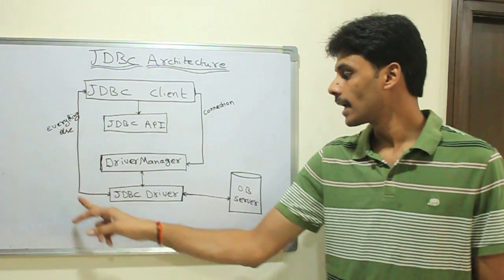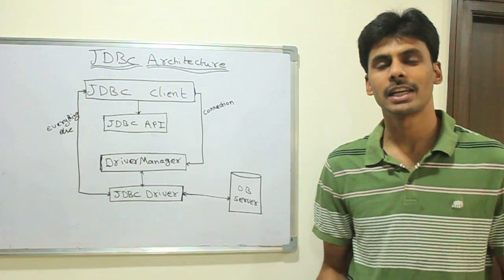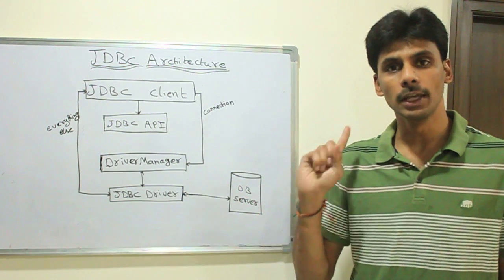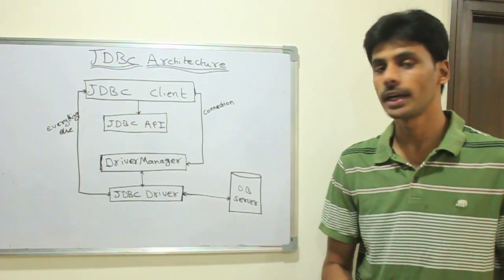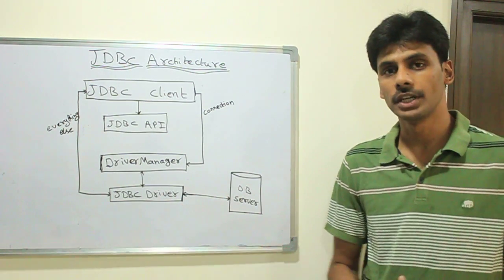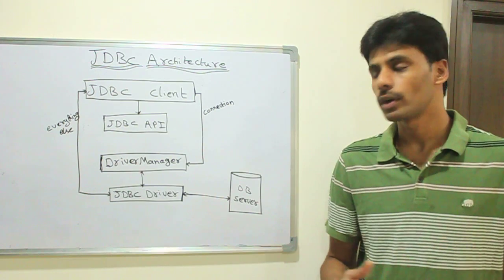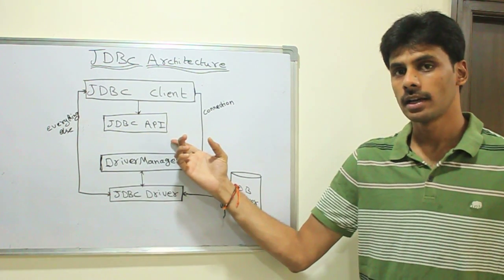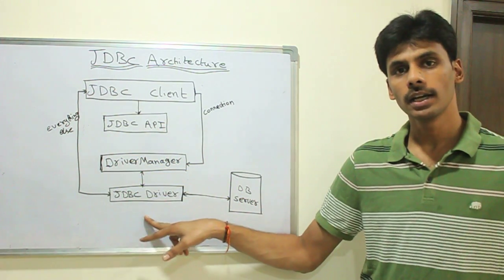We directly communicate with the JDBC driver using Statement, ResultSet, PreparedStatement, etc. So the driver manager is only used once to establish the connection, and from that point in time we use the classes that are available in the JDBC driver. So the JDBC driver is nothing but an implementation for the various interfaces that are available in the JDBC API. So through the JDBC API we use the driver manager as well as the driver.